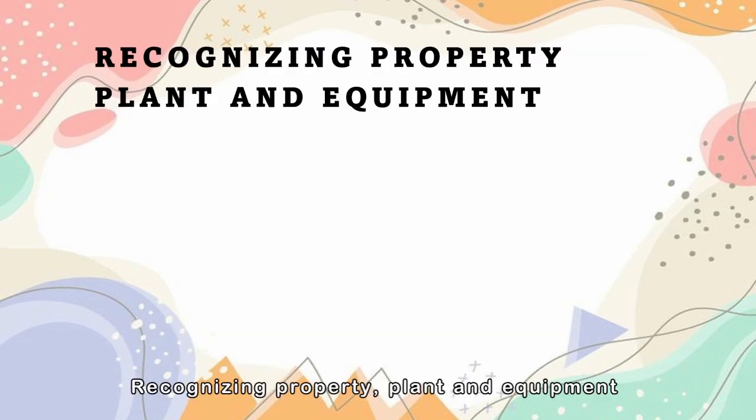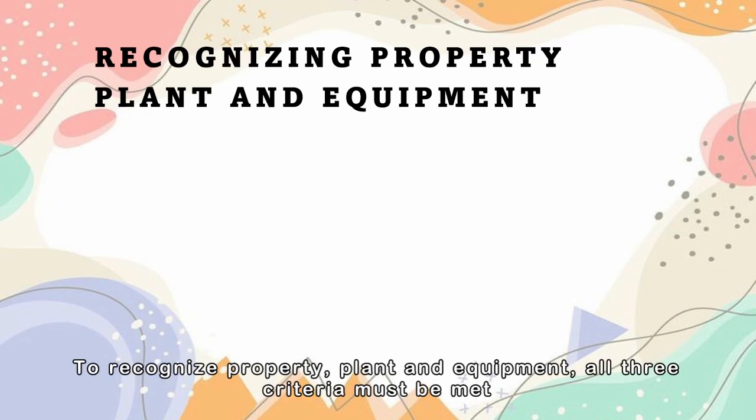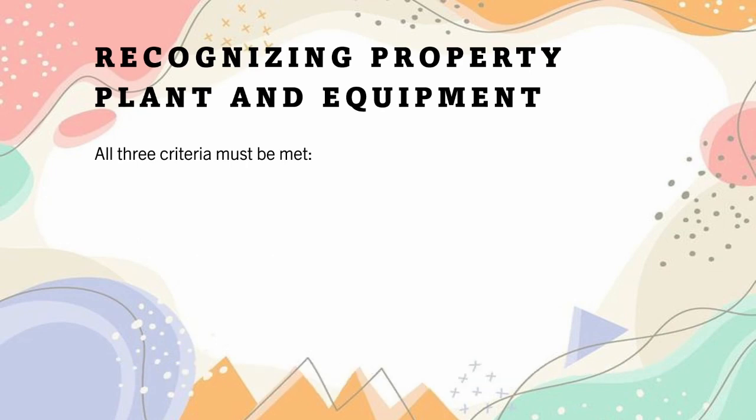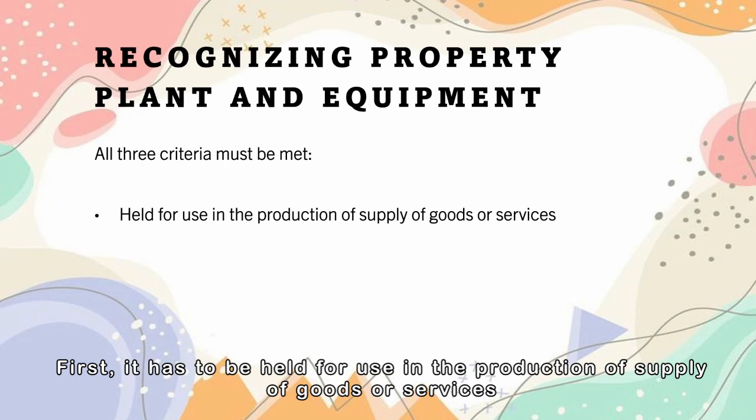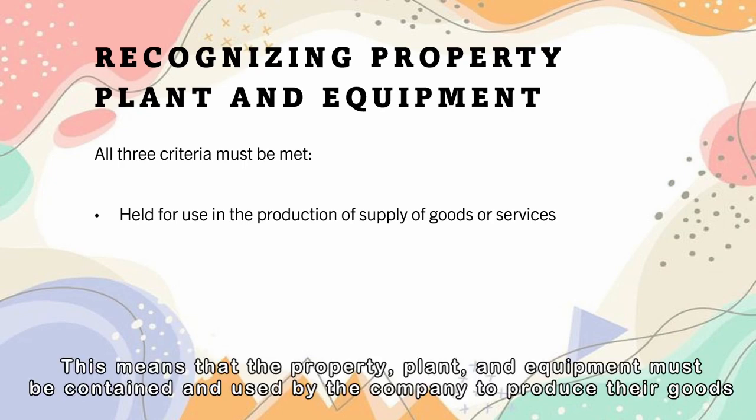Recognizing property, plant, and equipment. To recognize property, plant, and equipment, all three criteria must be met. First, it has to be held for use in the production of supply of goods or services. This means that the property, plant, and equipment must be contained and used by the company to produce their goods.